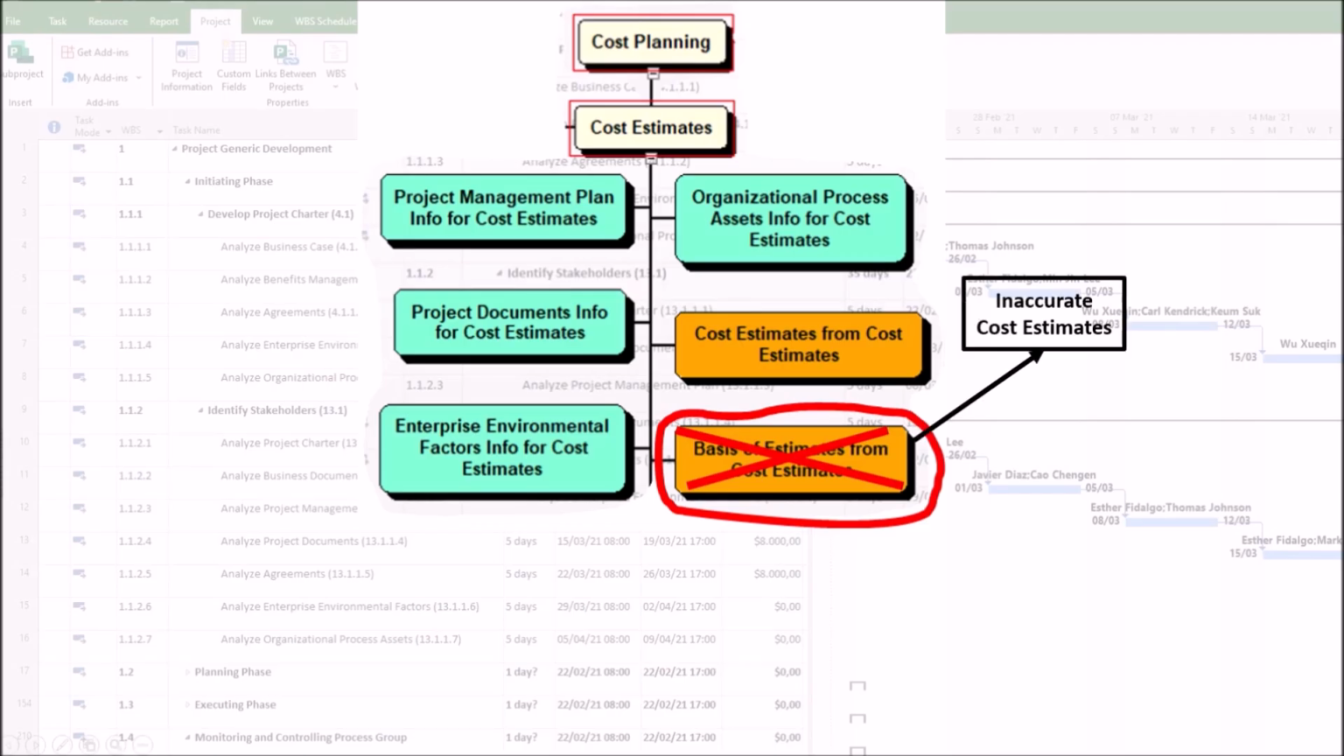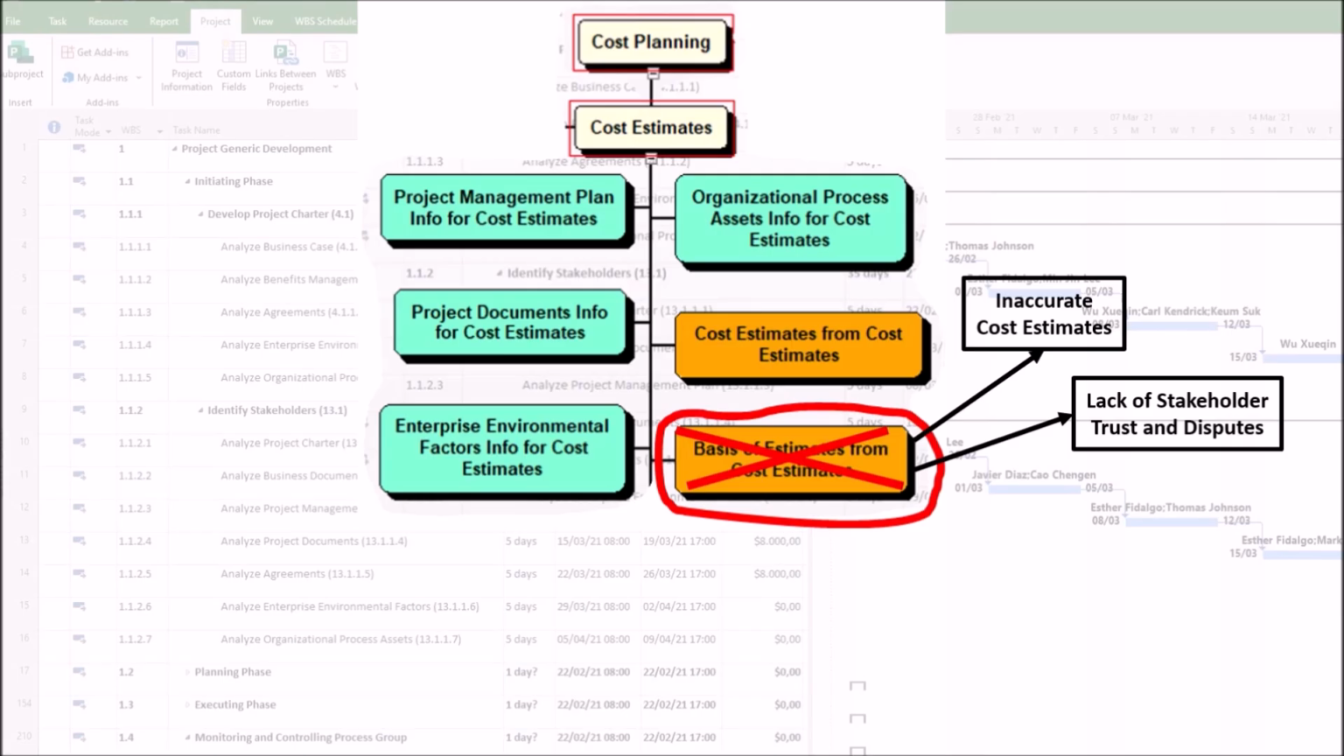1. Inaccurate cost estimates. Without a well-documented basis of estimates, estimates may rely on guesswork, outdated data, or flawed assumptions. This can result in underestimation, leading to budget shortfalls, or overestimation, causing unnecessary funding locks.